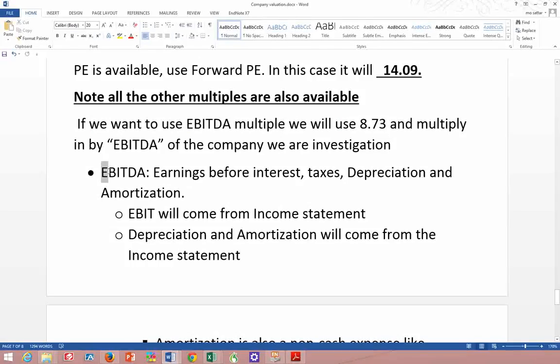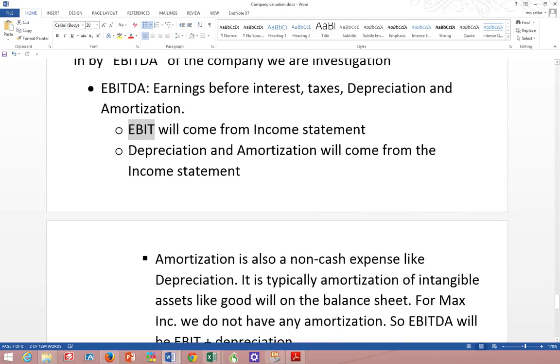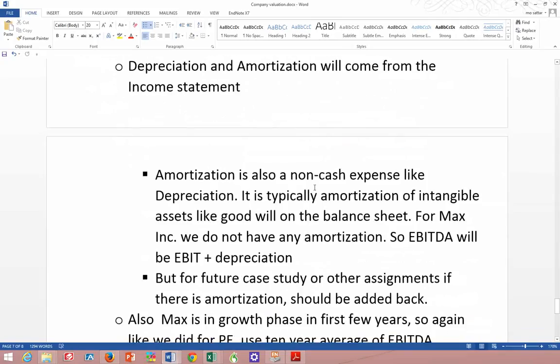EBITDA is earnings before interest, taxes, depreciation, and amortization. We know by now what EBIT is. It's on the income statement, right above the interest, because it is earnings before interest and taxes. Depreciation is also on the income statement, and so is the amortization, so it will also come from the income statement. Now, what is amortization?